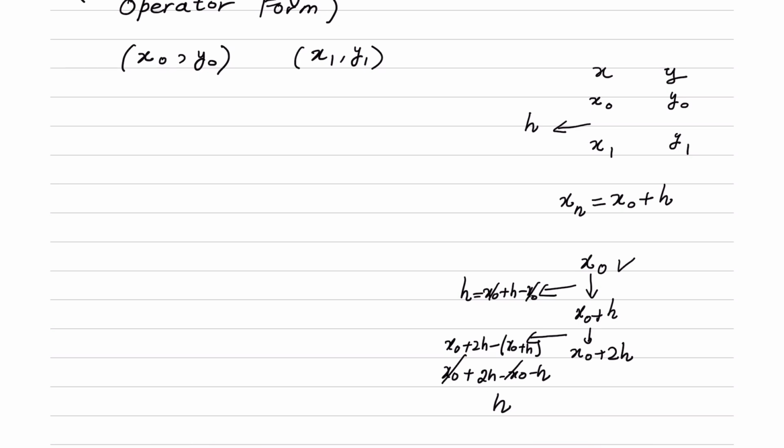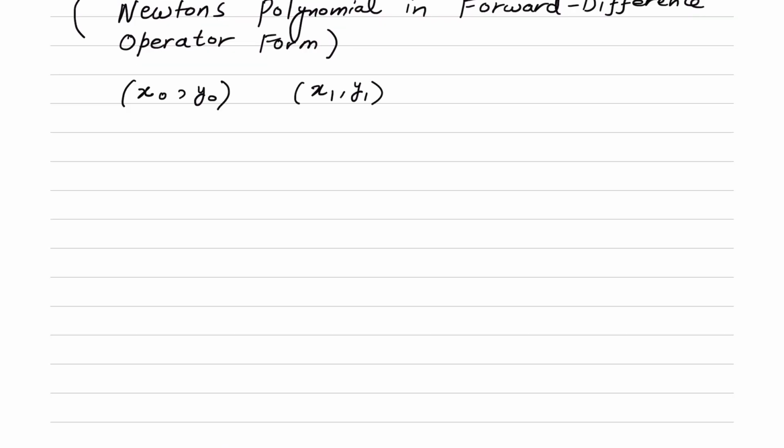So first value is x0, next value is x1, and you can see that x1 is x0 plus 1h. Next value is x2, which is x0 plus 2h. If we continue, we can write x3 as x0 plus 3h. So for this reason, we write xn equal to x0 plus nh. So we have an equally spaced data containing 2 points x0, y0, x1, y1.